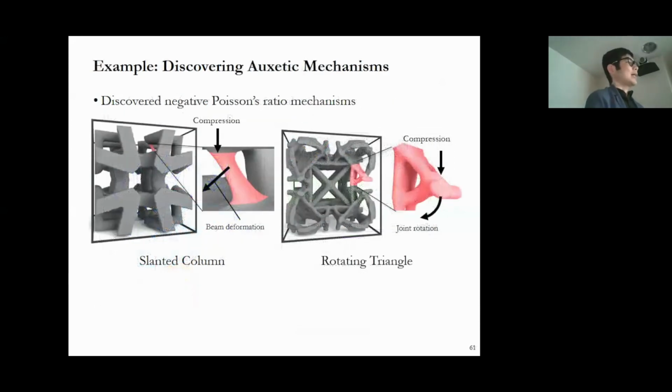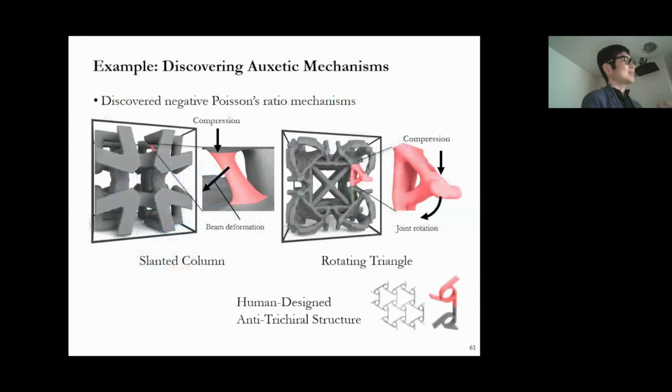And also we can discover some key mechanisms. For example, for this kind of structure, why is it negative Poisson ratio? Because of this beam deformation. And for this one, it's because of this joint rotation. And we found this kind of mechanism. There was actually some two-dimensional version come up with by human scientists, but the computer doesn't know this, by the way, but it can automatically discover the three-dimensional version purely based on simulation and data-driven exploration.